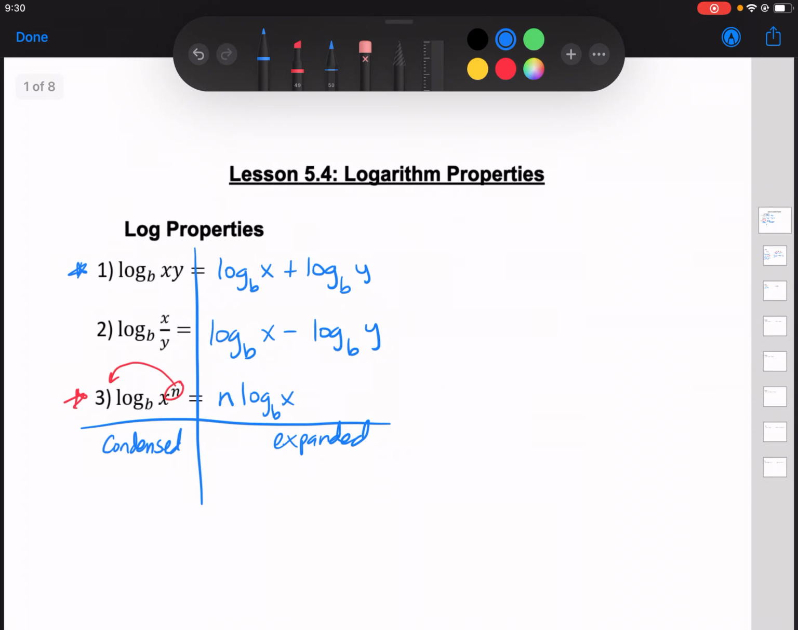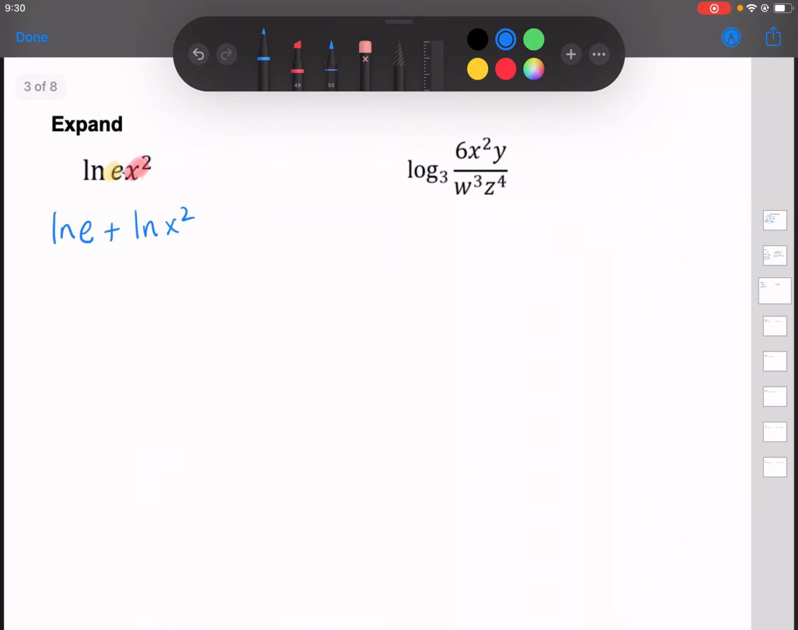Once again, step 3 is the last one I always go to. If you see an exponent, always move it in front. So if we go back to this one, we've got an exponent on the x, so I'll move that up front. So I've got natural log of e plus 2 natural log of x. Sometimes I make that a cursive L because they kind of look like ones.